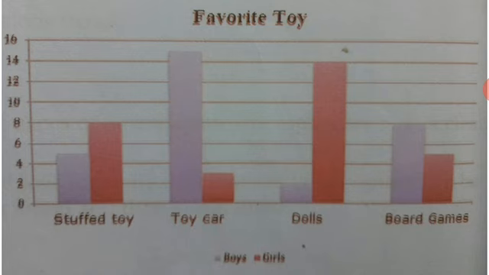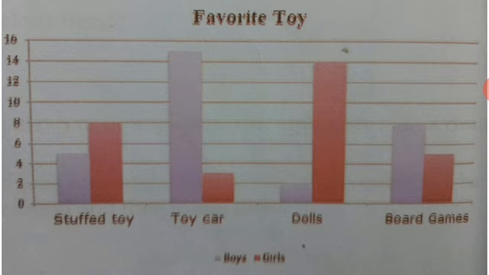First, what is the most favorite toy of girls? Blue is for boys and the red bar is for girls. So you can see that the favorite toy of girls is dolls. Next, what is the most favorite toy of boys? For the blue bar for boys, the favorite toy of boys is toy car. Okay, next one.